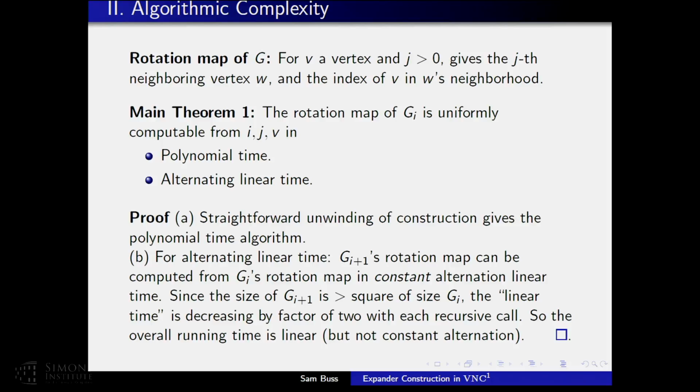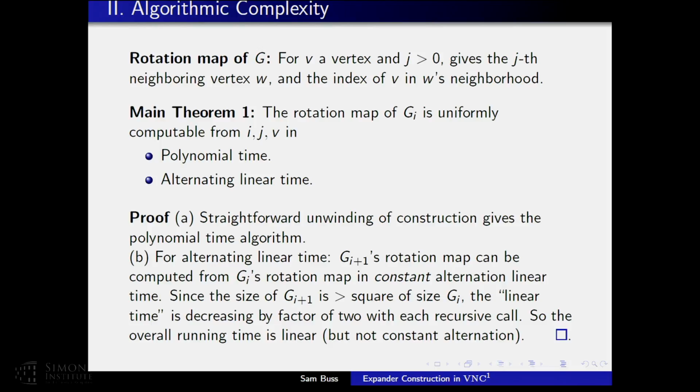First of all, just a straightforward unwinding of the construction from the previous slide gives us a polynomial time algorithm. For alternating linear time, it's a little trickier, but basically you show that with constantly many alternations, you can answer questions about the rotation map for G sub i plus 1, given an oracle for questions about the rotation map for G sub i. So again, we can reduce the questions about the rotation map for G sub i plus 1 to questions about the rotation map for G sub i. And that can be done in alternating linear time with constantly many alternations.